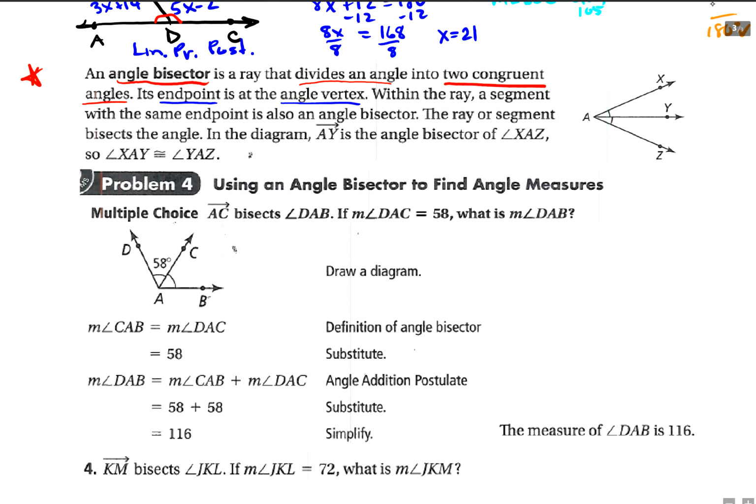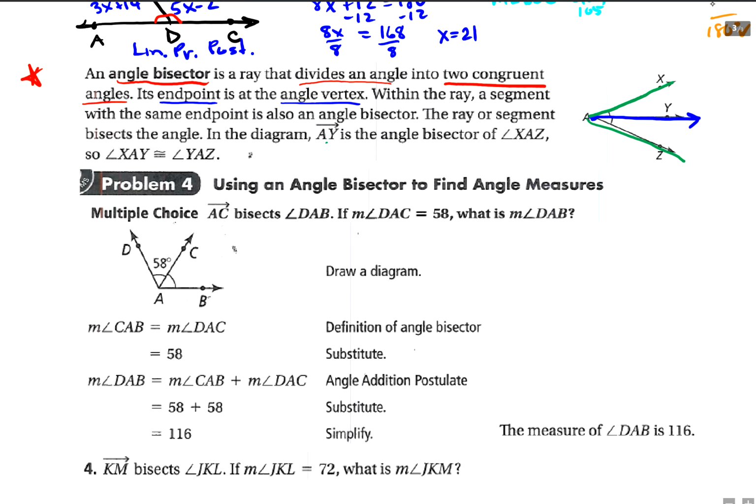So let's look here. I am told that ray AY, so ray AY here, is the angle bisector. Remember, order matters here. Ray AY is bisecting. That's our verb. It is doing something. Who is it doing that to? Angle XAZ. Okay, there's our angle that's being bisected.